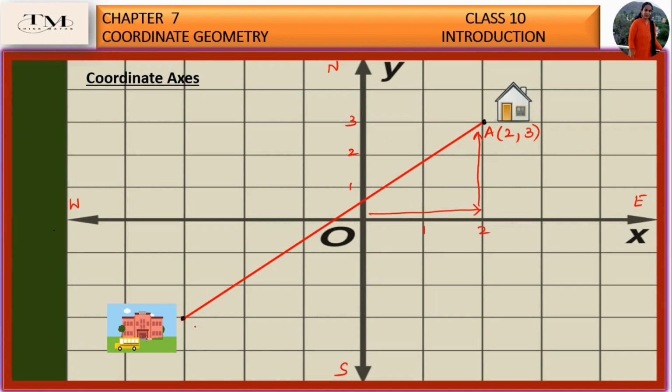So in the same way, where is the school located? So x-axis is moving towards left. So if we move towards left, it is negative. So -1, -2, -3. So this point is -3 and it moves downwards. So if it moves downwards, the y-axis will be negative. So -1, -2, -3. So this is -3, -3.